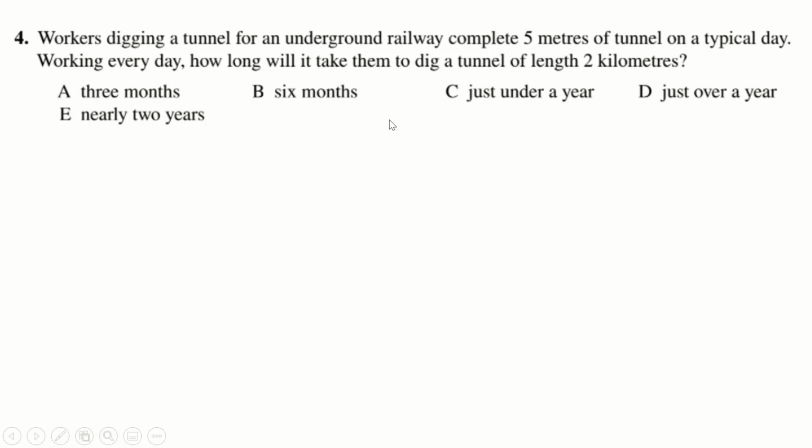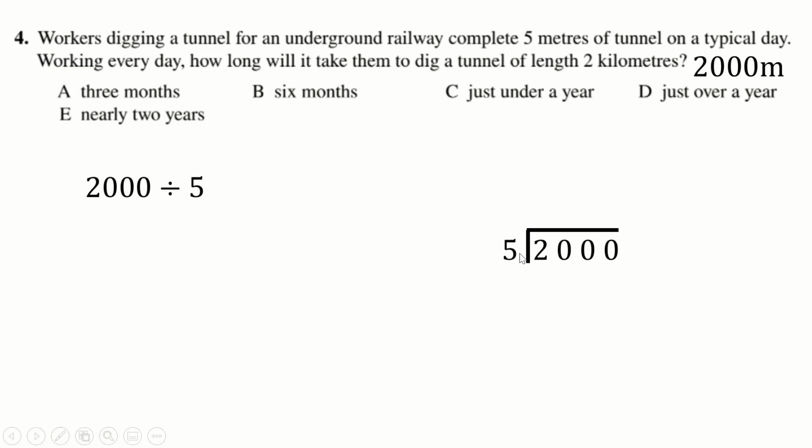Question number 4, another division here. We've got 2 kilometers, which is 2,000 meters of tunnel. I'm doing 5 meters a day. So let's do 2,000 divided by 5. Use a bus stop if you want to. That goes to that 0 times, carry the 2, 4 times, and then 0 and 0. 400 days is just over a year, I believe.